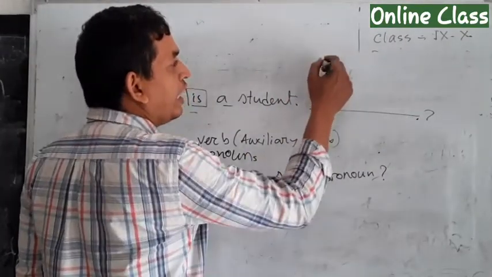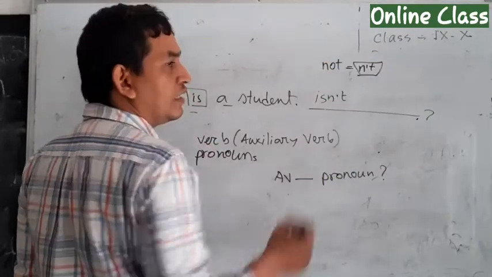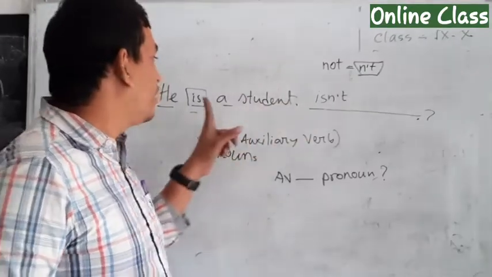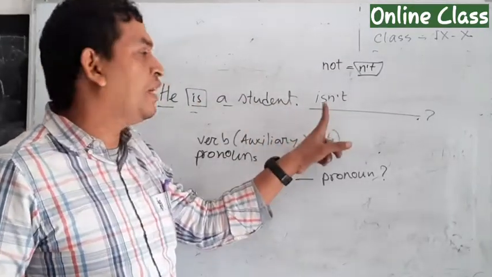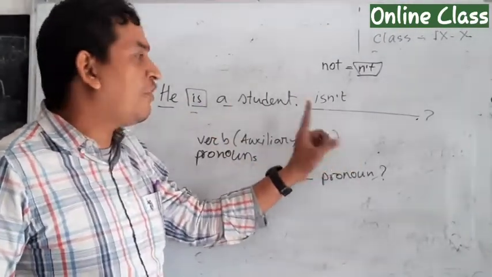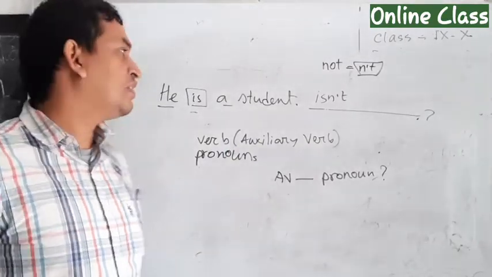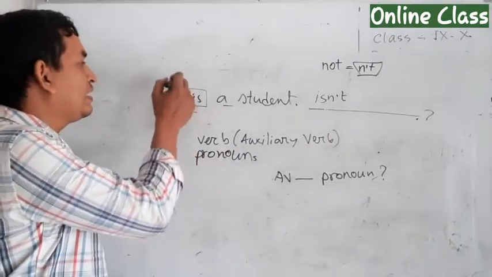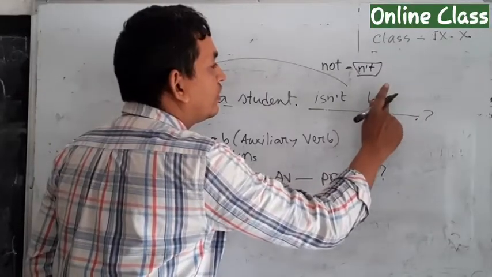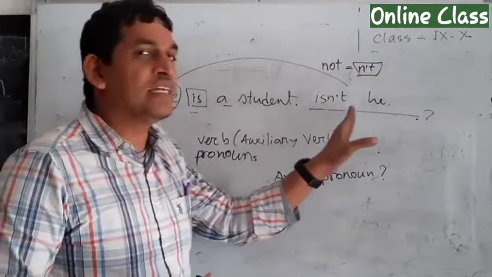We know that n-o-t, not, is contracted with the verb, so "is" plus "not" will be "isn't". That's why we must write "is", "isn't", and after "isn't" we have to write the pronoun of the subject. Here the subject is he. He is itself a pronoun. So we must write this pronoun here: he. This is the question. He is a student, isn't he?